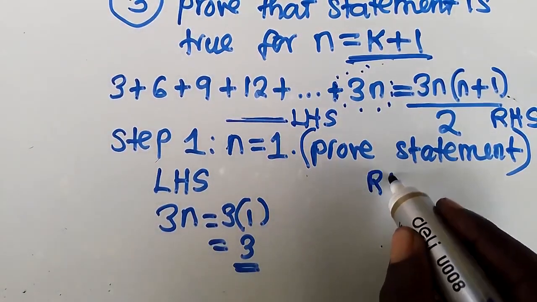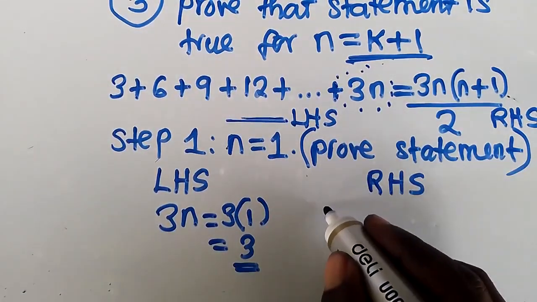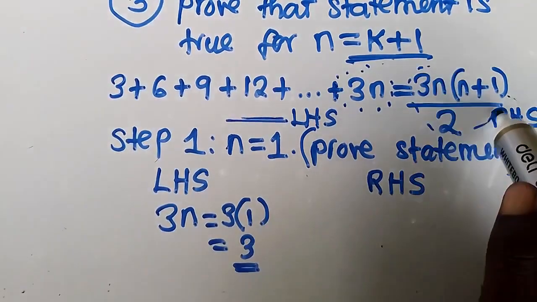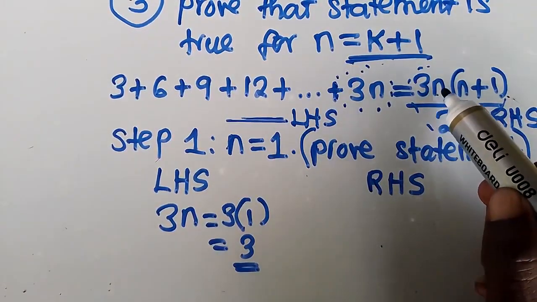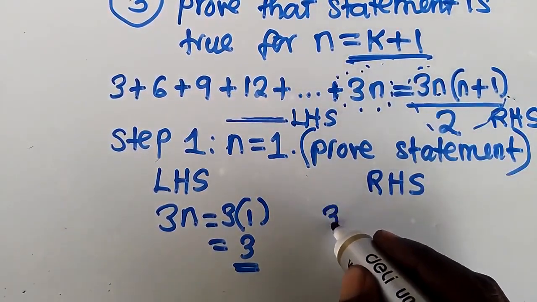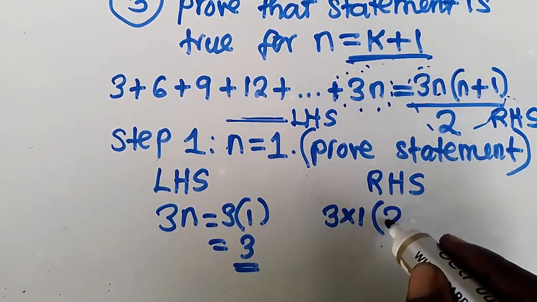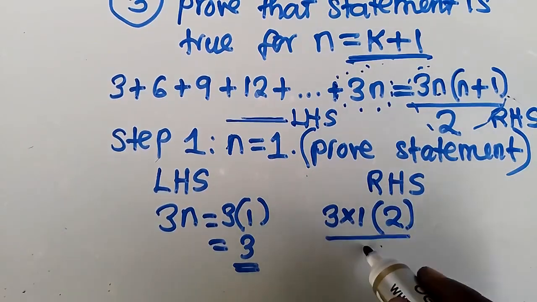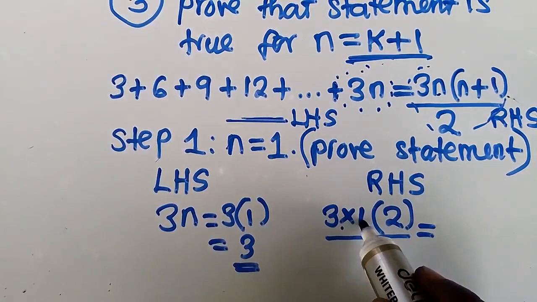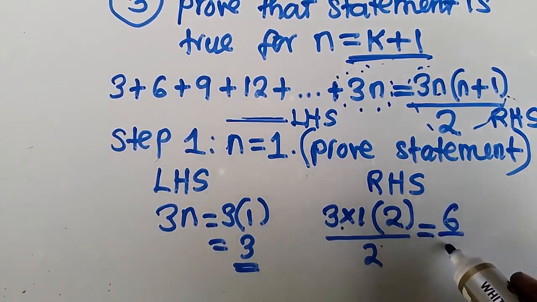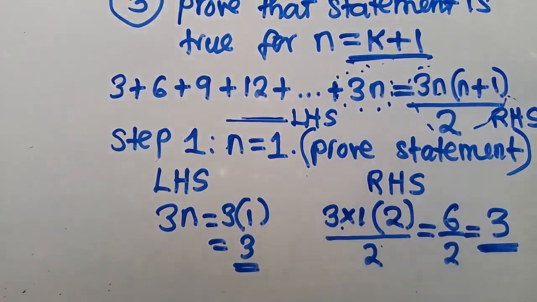Then the right hand side. Where there is n, I'm going to put 1. So that is the same as 3 times 1, open bracket, 1 plus 1, which is a 2 there, then over 2. So 3 times 1 is 3, 3 times 2 is 6, over 2, which is equal to 3. So this is my answer.